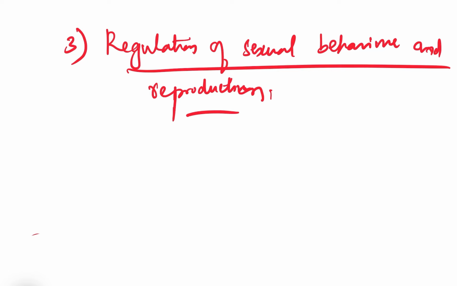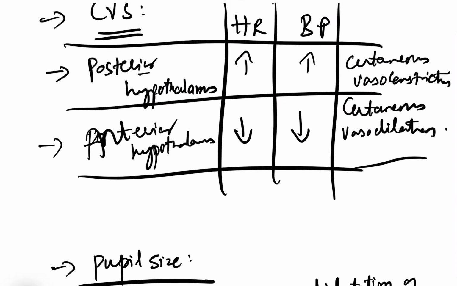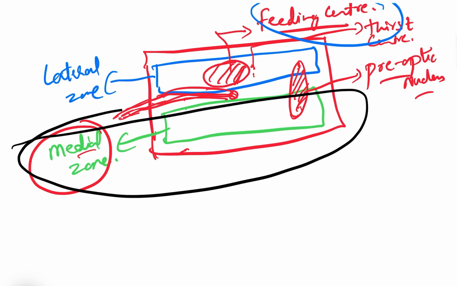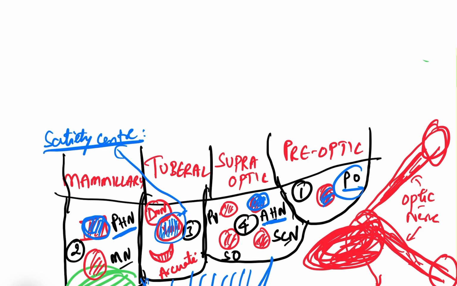So it will, with the help of a very important nuclei, we have already discussed, the preoptic nuclei in the anterior portion of the hypothalamus. If you remember, both in the lateral and the medial side there is one nuclei, that is the preoptic nuclei. I am highlighting this with the blue color, preoptic nuclei. Here also you can see this one. So this will control most of this function.